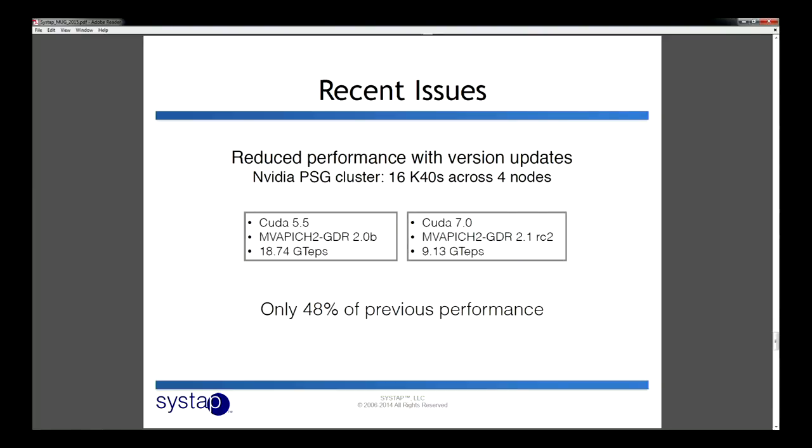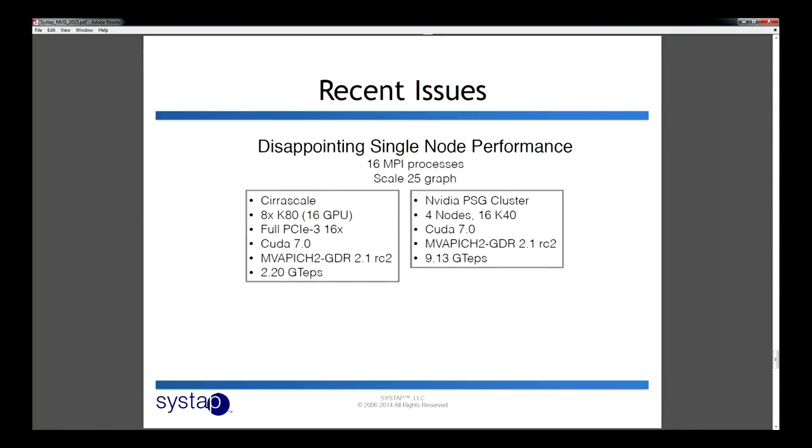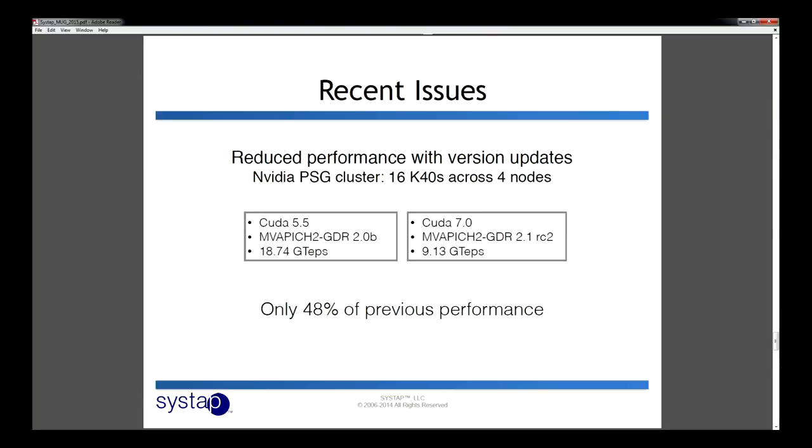a test on the NVIDIA PSG cluster using 16 K40s, which is 4 GPUs on each node, over InfiniBand. And the results that we had previously, at the same time as the other previous results from last year, we were using CUDA 5.5 and MVAPICH-GDR 2.0b, and we were able to achieve 18.740 GTEPS, which, if you don't know, is billions of traversed edges per second.